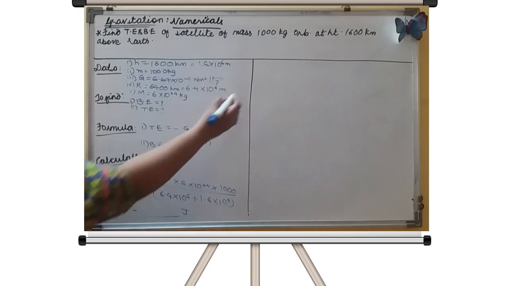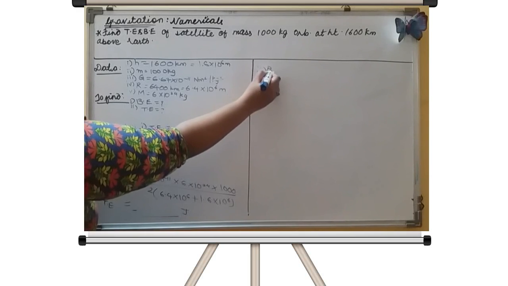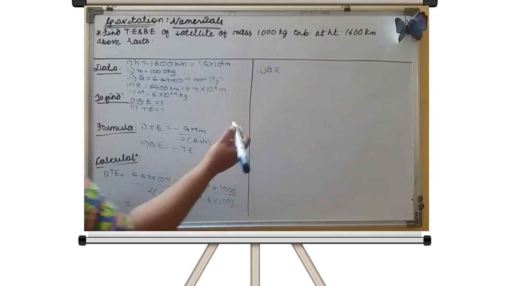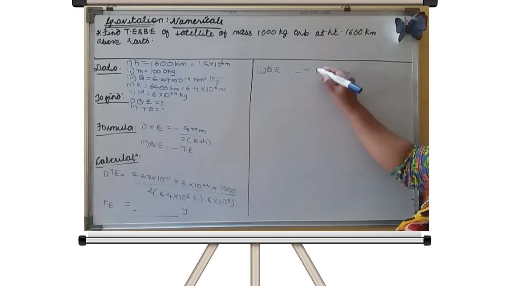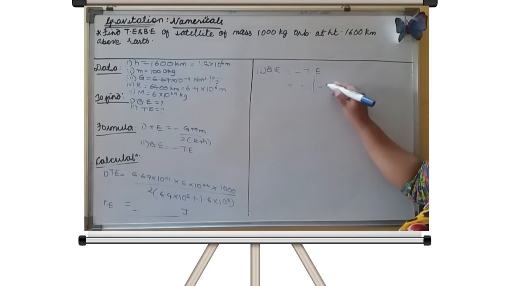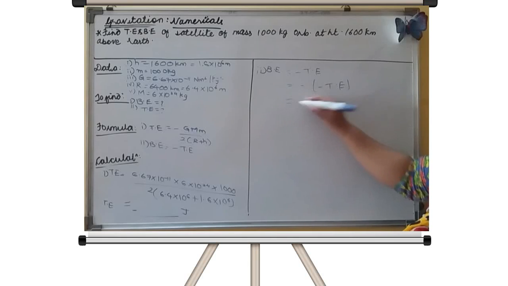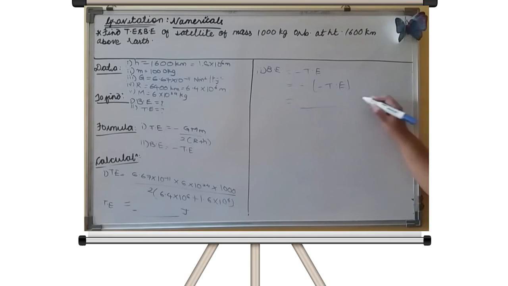Then for binding energy, one step ahead. Binding energy is nothing but negative of total energy. You already got your total energy in negative, so negative becomes positive, and this will be your binding energy in positive.